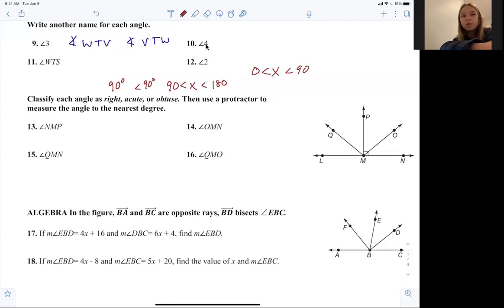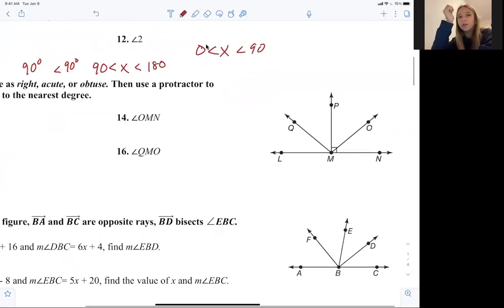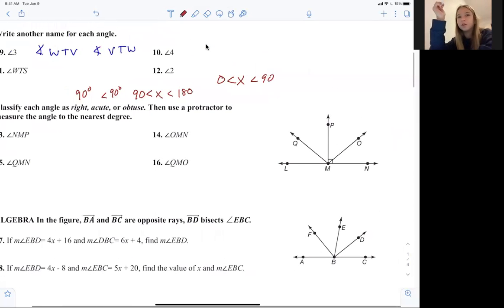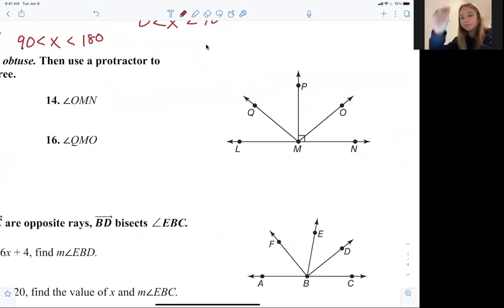Yeah, I don't know how we're supposed to know that, to be honest. Do you write the word or do you write the number, the degree sign? No, you write the word. Write the word. Okay. We don't know exactly what the angle is unless it's a right angle.